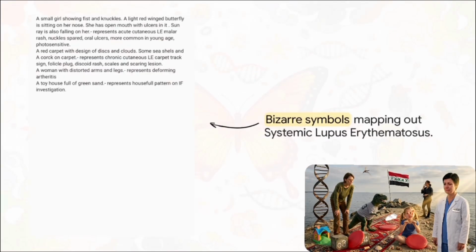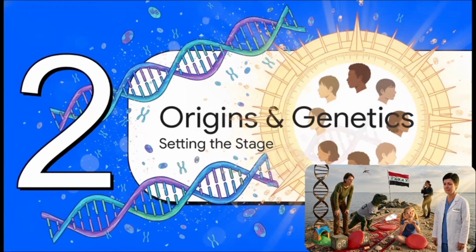We're looking at a massive, interconnected pictogram. Think of it as a medical memory palace. Every single strange detail you see here maps perfectly to a concrete clinical fact about SLE. As we tour this gallery together, you'll see abstract concepts like specific genetics and antibodies transform into tangible, unforgettable characters and objects. Moving on to Section 2, Origins and Genetic Triggers, setting the stage.